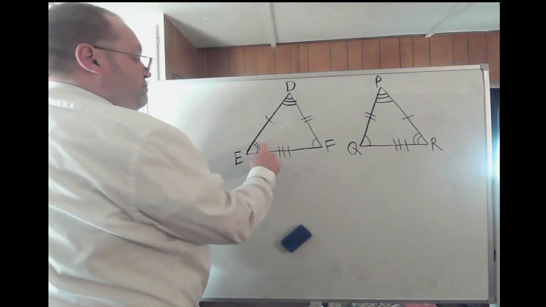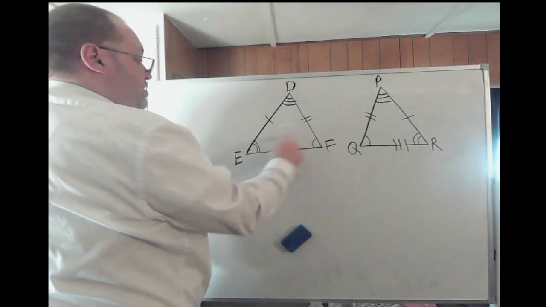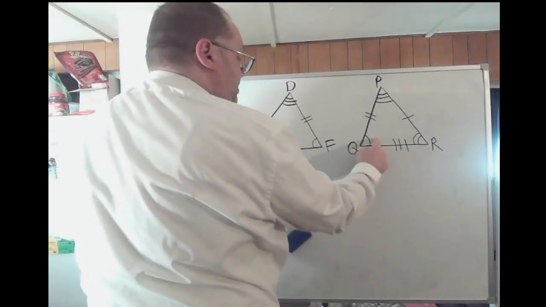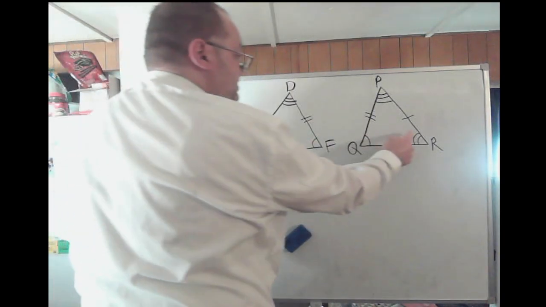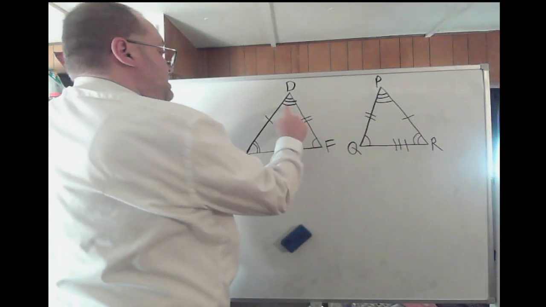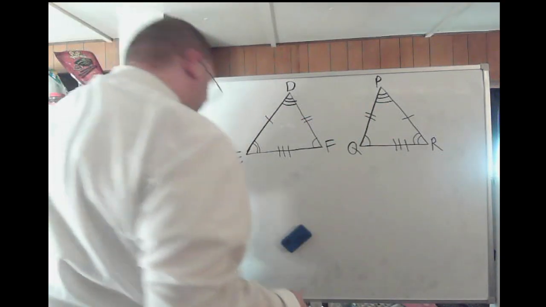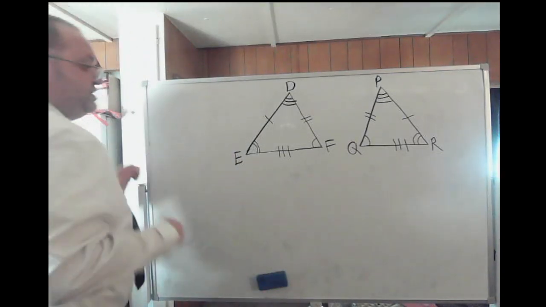And then we should be familiar with the angle congruency markers already. The 1 arc, the 2 arc, the 3 arc. The 1 arc corresponds to the 1 arc on the second triangle. The 2 arc on the first triangle corresponds to the 2 arc on the second. The 3 arc corresponds to the 3 arc on the second. So we have congruent triangles here.